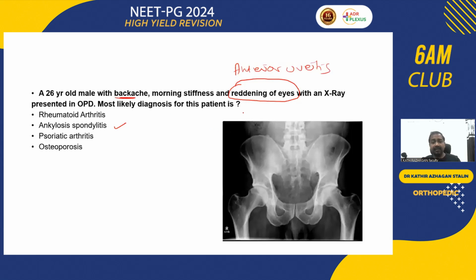Backache, and they have given an X-ray of the sacroiliac joint. See, bamboo spine, etc., is good. Dagger sign, I can see a dagger here. I couldn't see a bamboo spine, because can you see a bamboo spine? I don't think so.